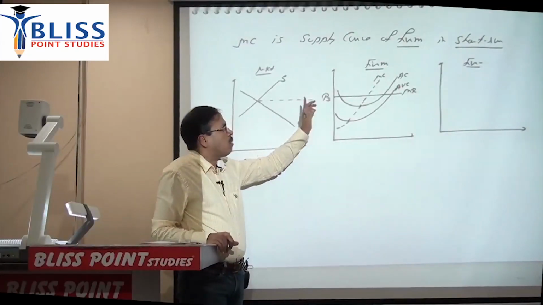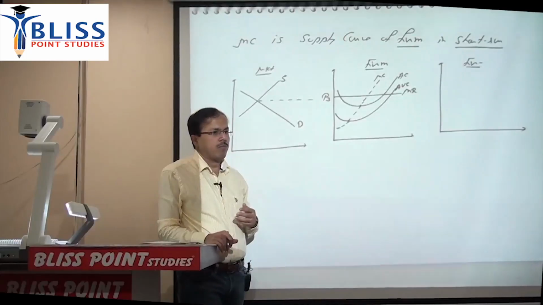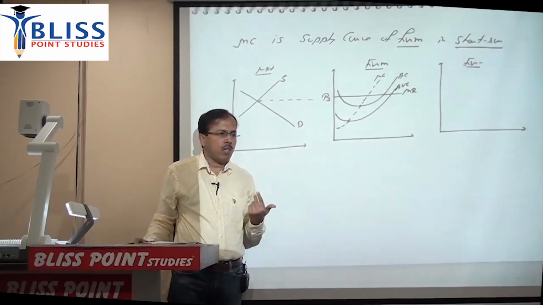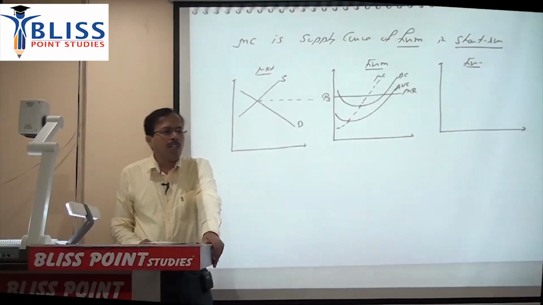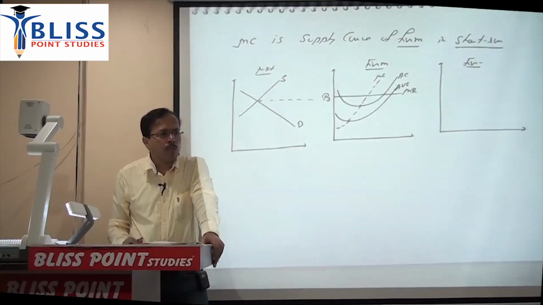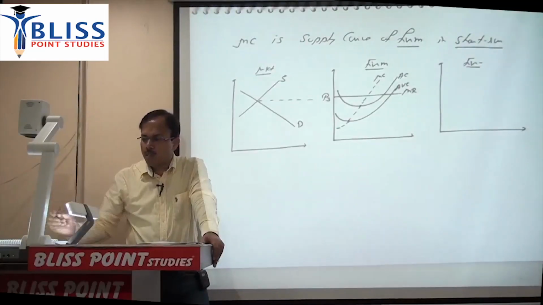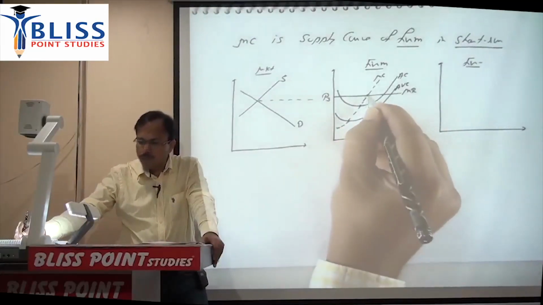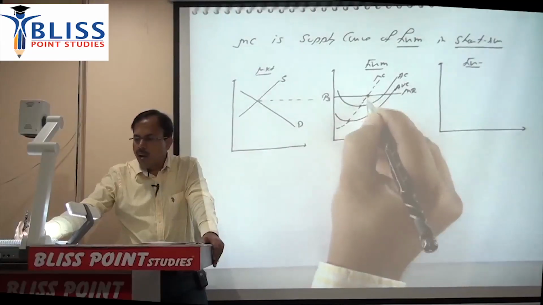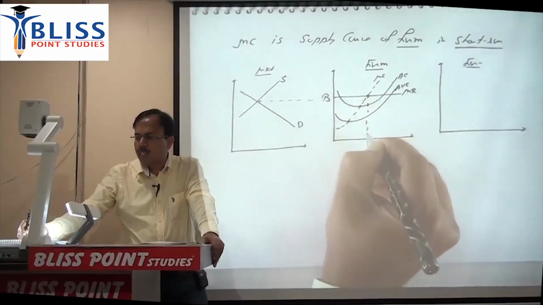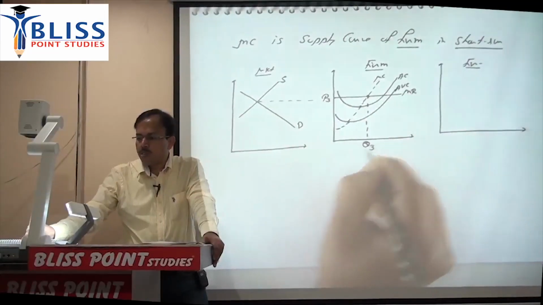So at this price, how much is the quantity produced by the firm? The objective of firm is to maximize their own profit. So how much quantity they will produce? Where their own profit gets maximized, and profit maximizing condition is MR equal to MC. So at which quantity MR is equal to MC? You mark this point. So at price P3, how much is the quantity produced? Say Q3.